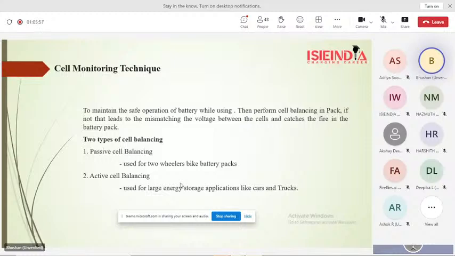Active cell balancing comes under using DC converters. If a higher voltage is there in cell 1, and a lower voltage is there in cell 3, we take the voltage from cell 1 and give it to cell 3, charging it again.